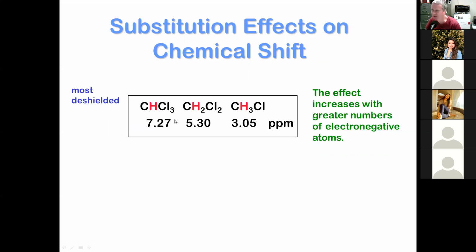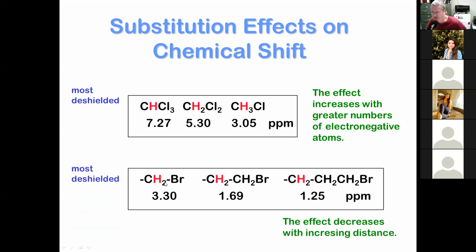There are some exceptions. When you have 3 chlorines, that's going to have a huge effect. But the fact that there are exceptions to the chart doesn't mean the chart's bad. We deal with the exceptions when we need to. The effect increases with a greater number of electronegative atoms, of course. Why does chloroform come at 7 ppm? Because you have 3 chlorines on there. The 3 chlorines really suck the electrons away from the CH.